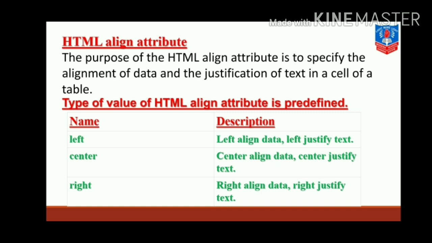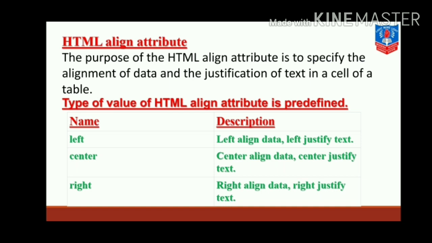Now we go to see the alignment attribute. The purpose of the HTML align attribute is to specify the alignment of data and the justification of text in a cell of a table or in any HTML document. The main purpose is to present the text in a uniform and proper manner. You have already done alignment in MS Office, children. So here we see three alignment values: left, right, center.